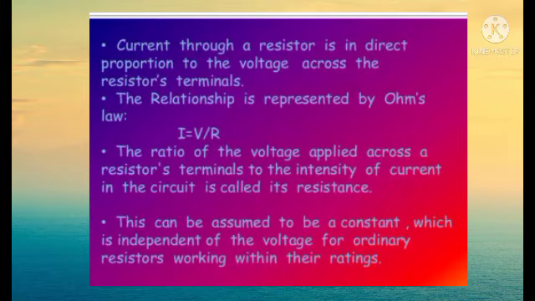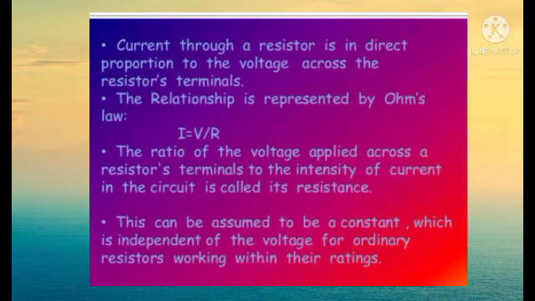The ratio of the voltage applied across a resistor's terminals to the intensity of current in the circuit is called its resistance. This can be assumed to be a constant which is independent of the voltage for ordinary resistors working within their ratings.